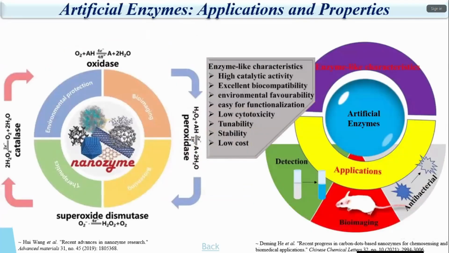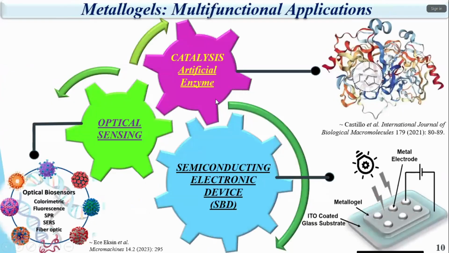These are some examples of artificial enzymes: oxidase, peroxidase, catalase, and superoxide dismutase. They also show high catalytic activity, excellent biocompatibility, environmental favorability, ease of functionalization, low cytotoxicity, tunable properties, stability, as well as low cost. So we can convert our material into an artificial enzyme for further biosensing application.